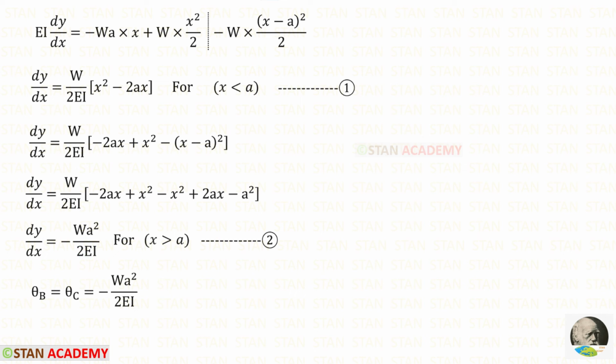You can notice that in this term, there is no x. That means in the beam, from the point C to the point B, the slope will be the same. So at the point B and at the point C, the slope is minus WA square upon 2EI. To find the slope when x is less than a, we have to use this formula. Let us keep this as equation number 1. And when x is greater than a, this is the slope. Let us keep this equation as number 2.